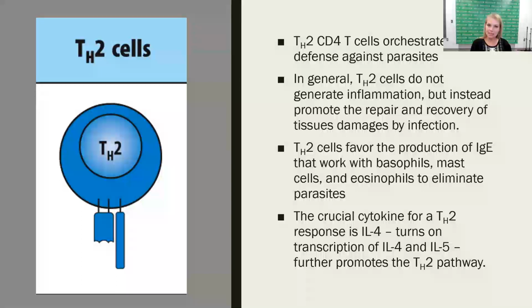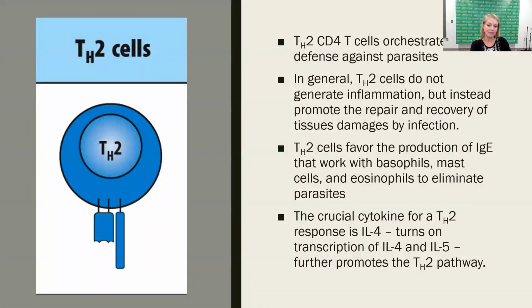IgE has an Fc epsilon portion that is taken up by mast cells, basophils, eosinophils. And then when that IgE on the surface of those mast cells, basophils, and eosinophils gets cross-linked with a pathogen or a parasite in this case, then it becomes activated to degranulate, and then those granules can harm the parasite.